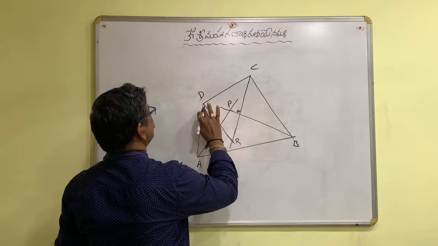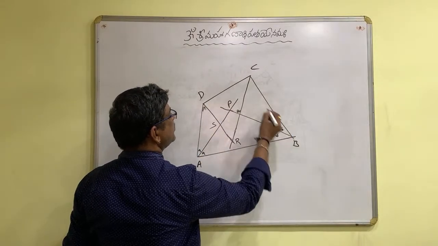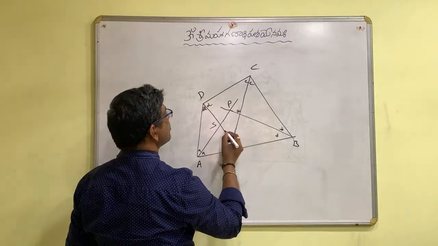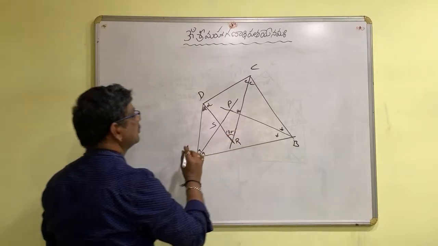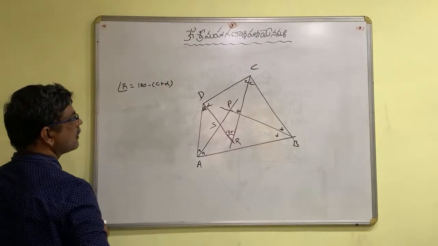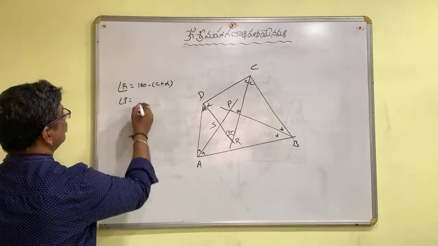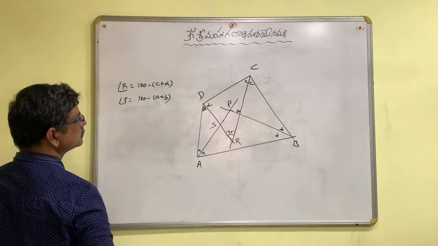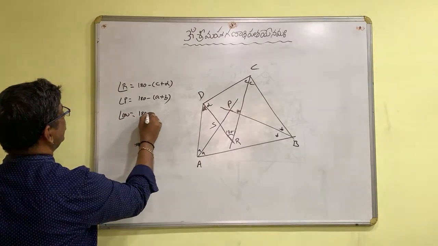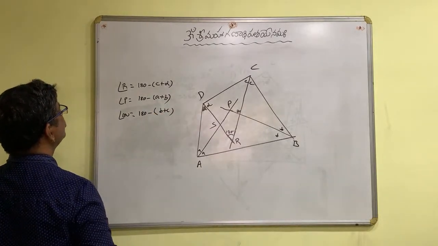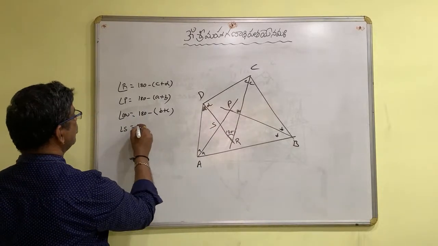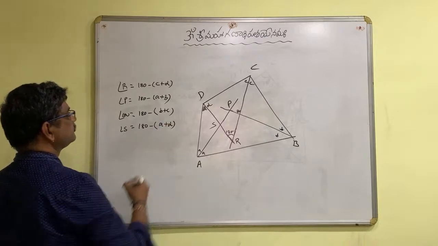See here, this is A, B, C, D. Okay? Then angle R is 180 minus C plus D. Angle P is 180 minus A plus B. Angle Q is 180 minus B plus C. Angle S is 180 minus A plus D. Okay.